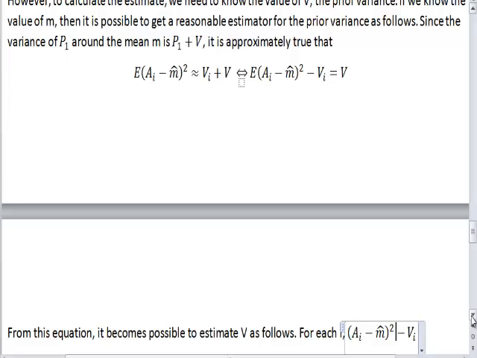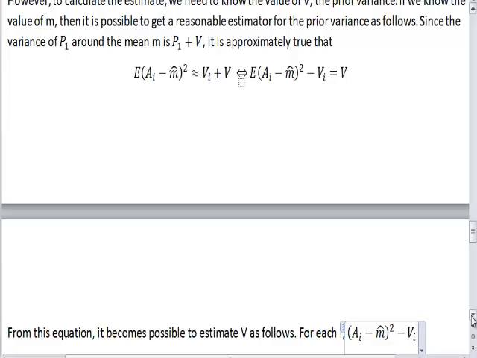So now the average value of AI minus M, this is the expected value. This is what would happen if AI was random. Now AI is actually observed, so the meaning is that if I subtract Vi from AI minus M hat squared, this will be approximately equal to V, which is what we want to estimate.